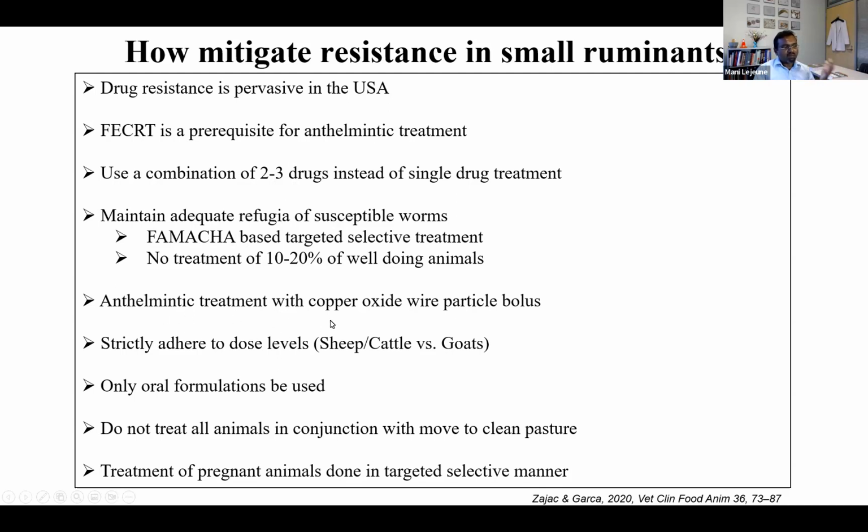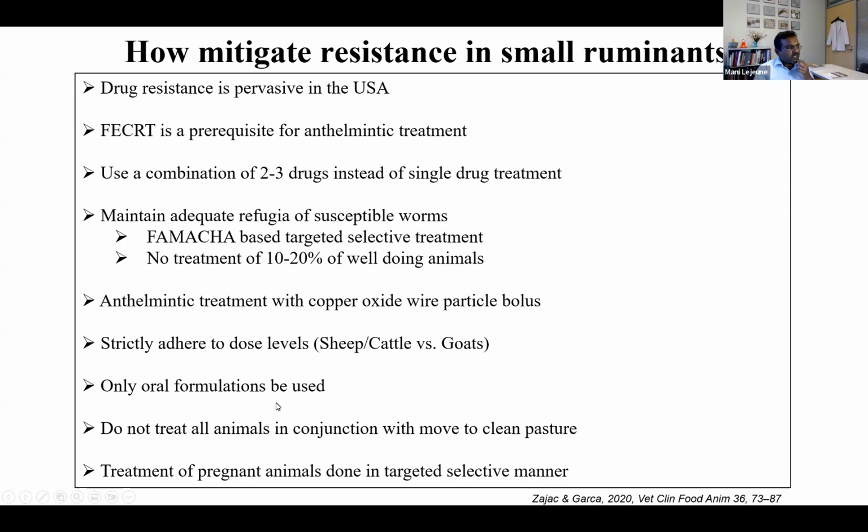And anthelmintic treatment can be coupled with copper oxide wire particle bolus, which is again a very favorable management strategy. And also remember, we have to stick with the correct dose level. Many of the drugs are labeled with dose levels specific for sheep and cattle. But for goats, everybody knows they metabolize those drugs faster, so they have to be given a different dose. Many people follow 1.5 to 2 times the drug dose that is generally used for sheep. And I guess the consortium has information about what amount of drugs needs to be given to goats.